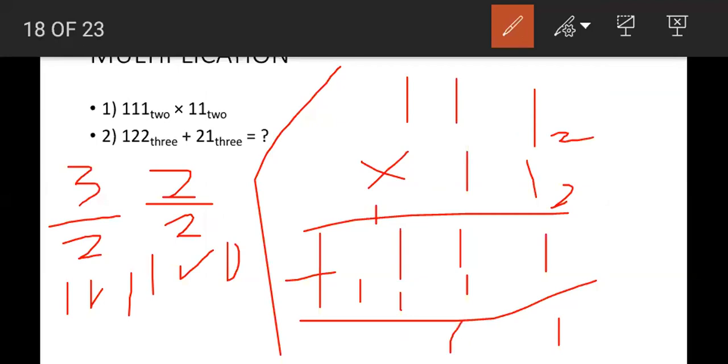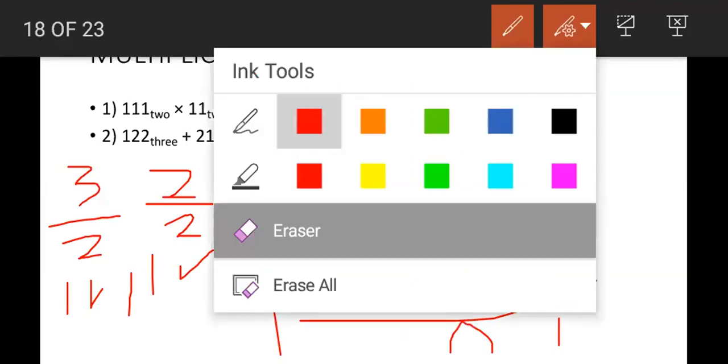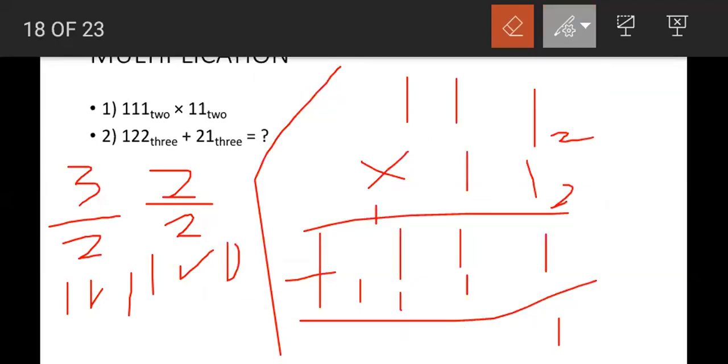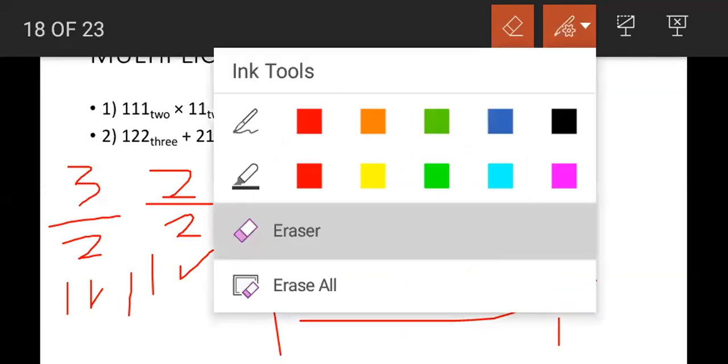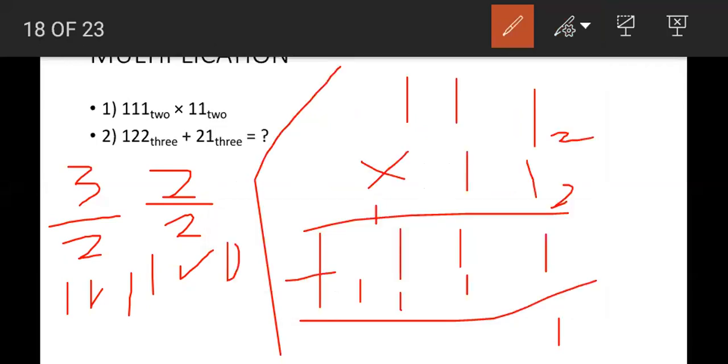So you have 0 here. Yeah? So I had a problem with joining the class. Yes, that's a problem with joining the class. Don't worry about the person now. There's nothing I can do from here.